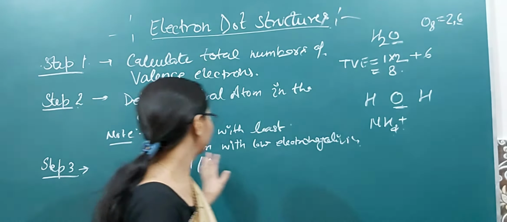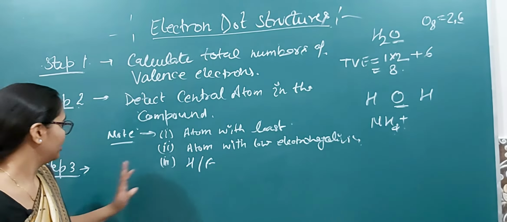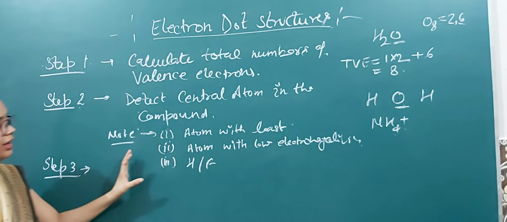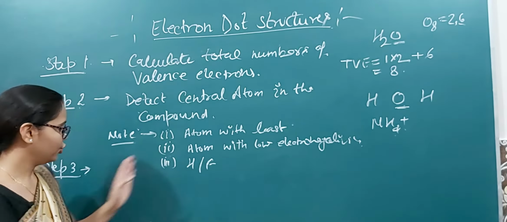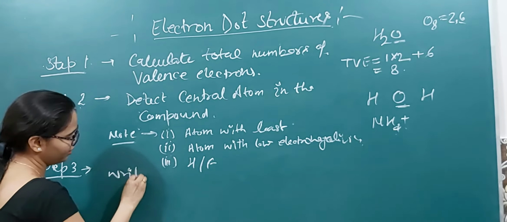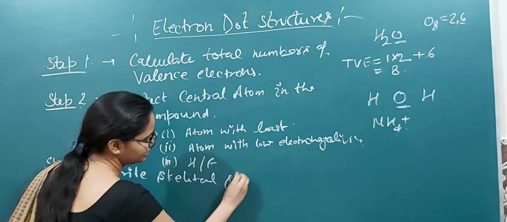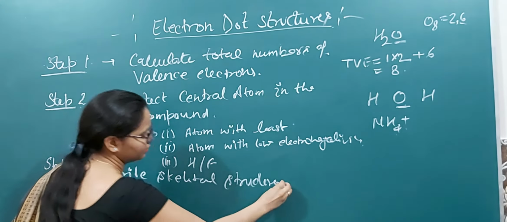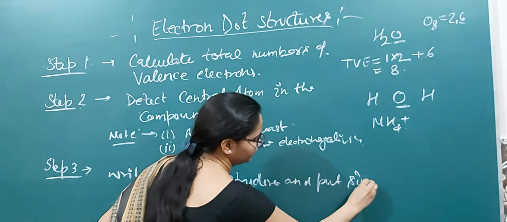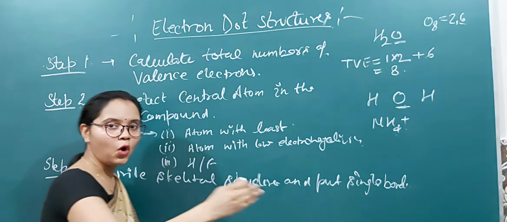Okay, so these are some points which you have to use to detect the central atom. Now we'll talk about the third step. What is the third step? After recognizing the central atom, you will write the skeletal structure and put single bonds between all the atoms.